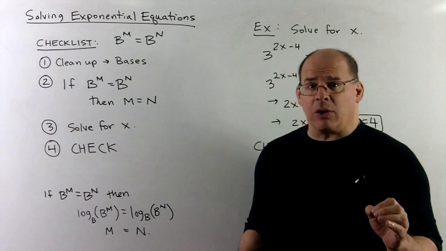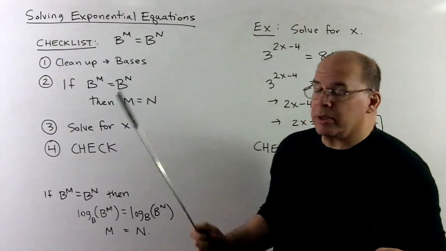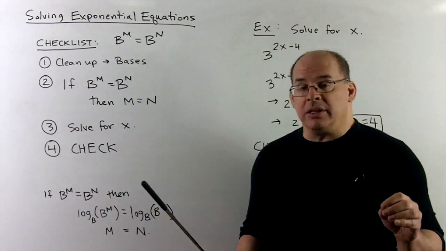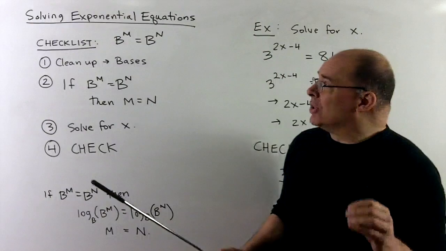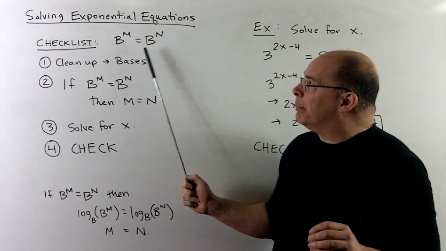With a theory of logarithms, we can now solve exponential equations. For our first method, let's start with a checklist. This will be when we can get an equation in the form base to the m equal to base to the n.